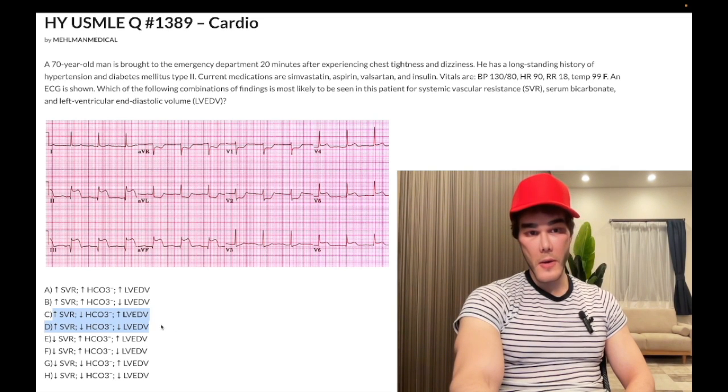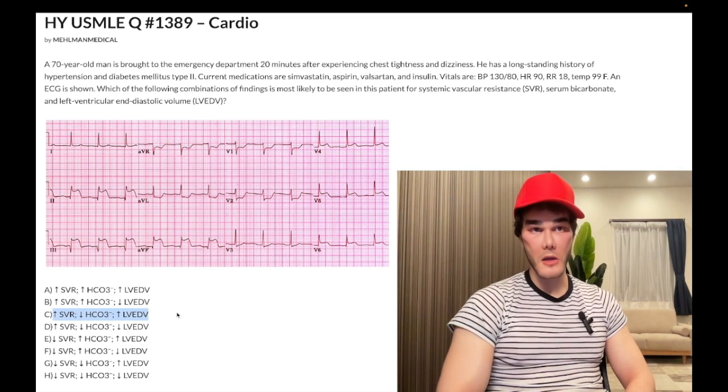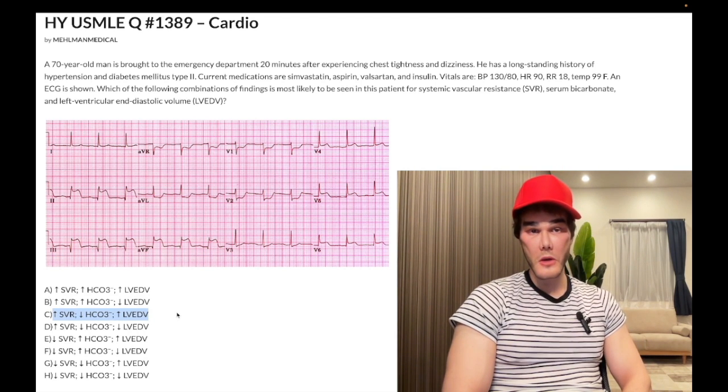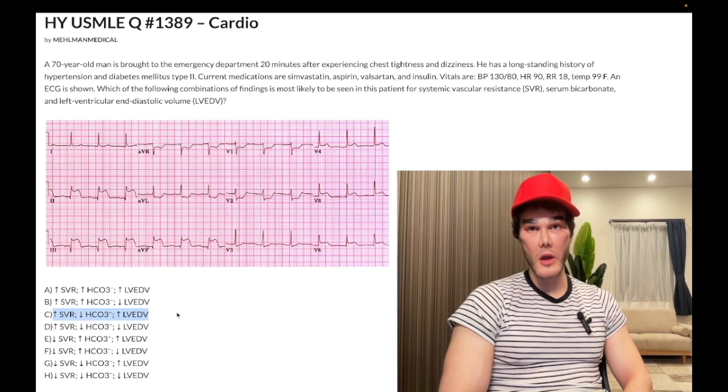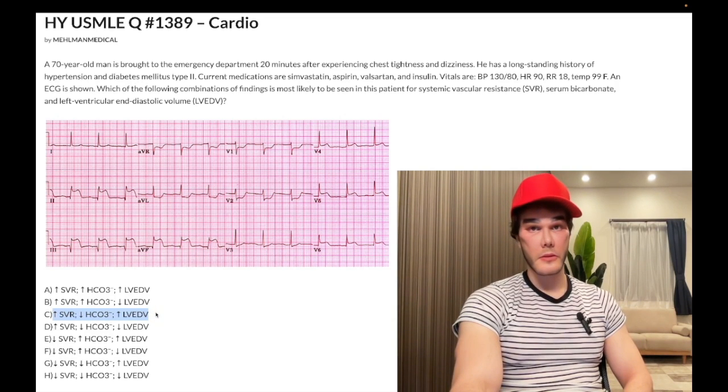So bicarb's low, and then you're going to have increased left ventricular end diastolic volume, and that's simply because if your heart's not pumping the way it's supposed to, then you're going to have retained preload. Okay, so reduced ejection fraction in this case, and that increased volume is why you've got increased pressure in the setting of systolic dysfunction here. So higher volume, higher pressure, and it's backing up, as we talked about, with pulmonary capillary wedge pressure increased. Choice C, correct answer.